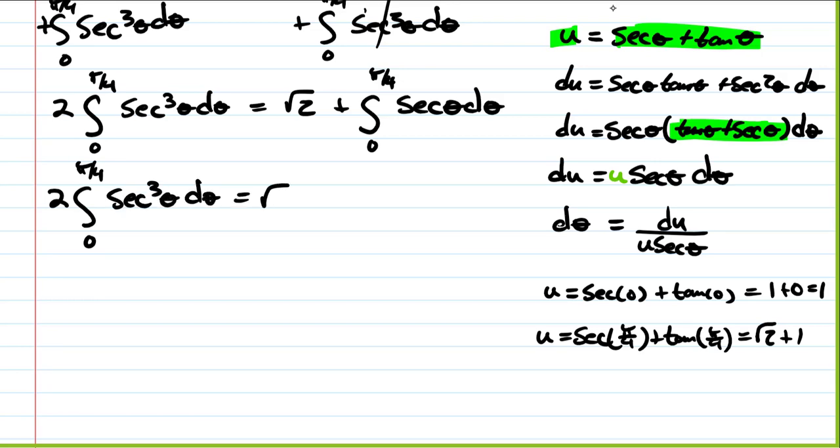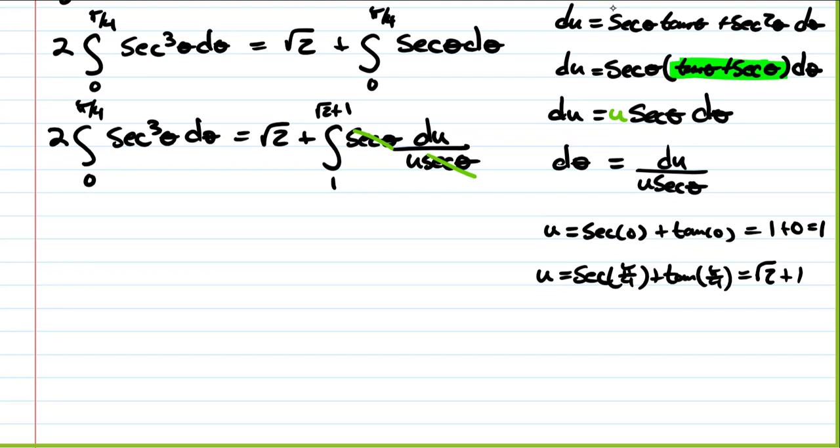is equal to the square root of 2 plus our new integral. So when we put in 0, we have 1, and when we put in pi over 4, we got the square root of 2 plus 1, and we have secant theta, and then d theta is du over u secant theta. So the secant thetas reduce out, and we're finally left with just the integral of 1 over u du.